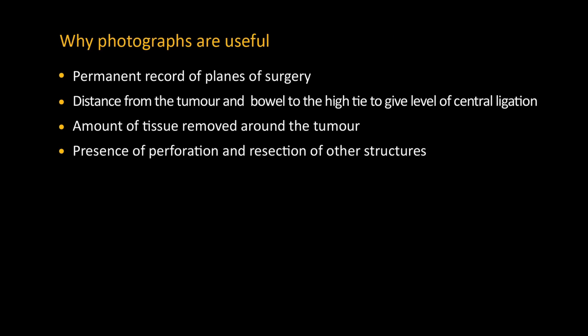So why are photographs useful? Well, they're a permanent record of the planes of surgery, which can go into the patient's notes. The distance from the tumour and the bowel to the high tie can be measured from these photographs to give a level of central ligation. And this is important to know whether it's a D3 or a D2 type of resection. You can see the amount of tissue removed around the tumour, and you can see the presence of perforation and resection of other structures within the specimen. So it gives an excellent representation of what actually went on at surgery for informing the surgeons of the quality of the surgery and ultimately the outcomes of the patients.